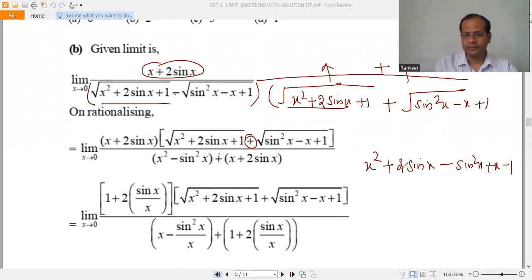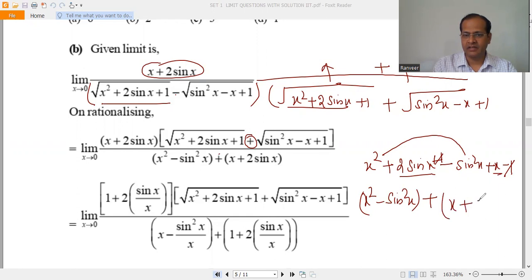So what we have to do now: if you see x square plus 2 sin x plus 1, and x square plus 2 sin x, and this plus 1 is also there. So this one and this one will cancel. So x square and sin x we can take as one term, x square minus sin square x we can take as one term, plus after that 2 sin x and x will come as another term, x plus 2 sin x will come as another term. So in this way the term is split into two parts.